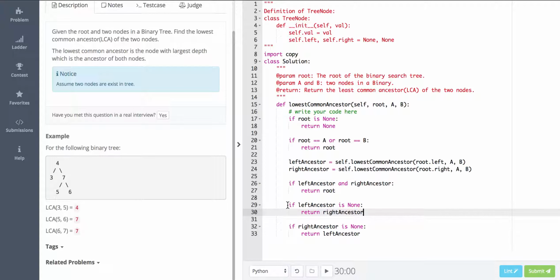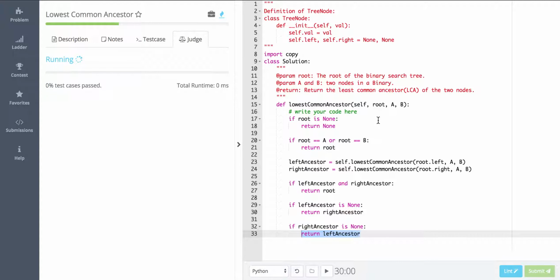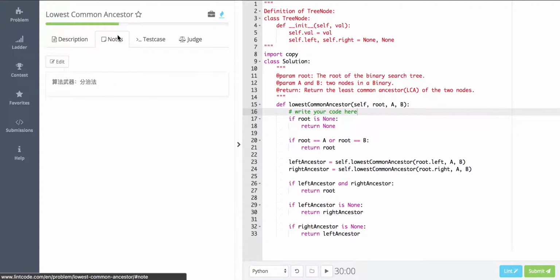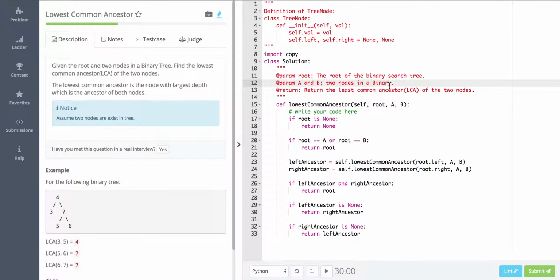All right, so we check if the left ancestor is none. Obviously the right ancestor is going to be our common ancestor. If the right ancestor is none, then the left ancestor is going to be our common ancestor. Yeah, so this is the whole algorithm. Let's see how it goes. Let's run this. All right, great. So no problems at all. All right, so this is today's algorithm.